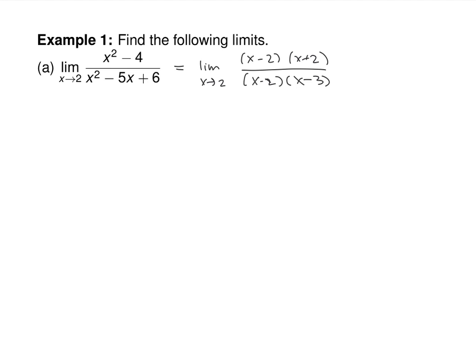Okay? All right, so now the x minus 2's can cancel, and you get the limit as x goes to 2 of x plus 2 over x minus 3. Can you plug in 2 now? Okay, and when you do so, what do you get? So negative 4.